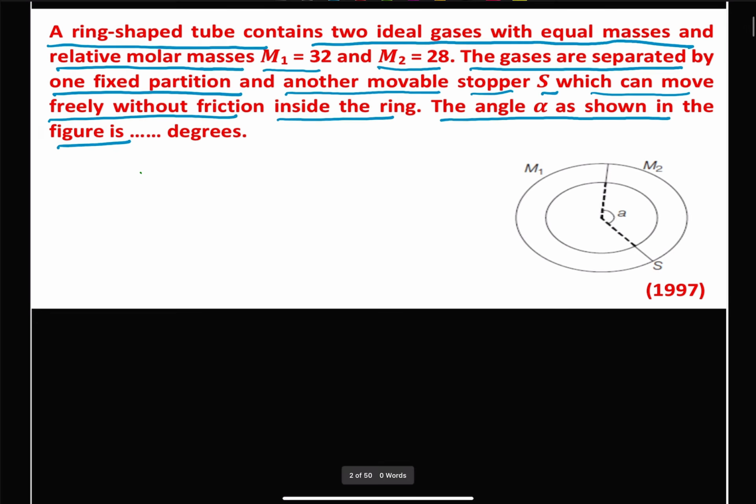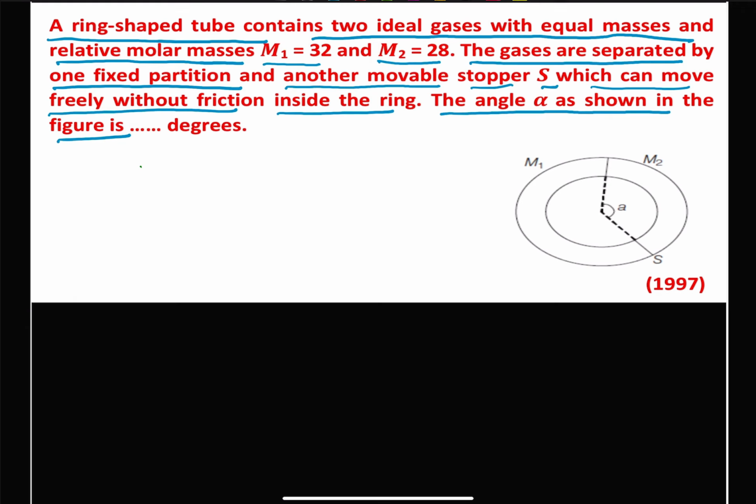So a basic diagram is given to us, and this is our M1 and M2, and let us suppose M1 is the representation of our gas 1 and M2 is the representation of our gas 2. Their respective molar masses are given, and we have a fixed partition and the other one is represented as S, which is a movable stopper. So at a particular instant the stopper is at this position such that the angle between the two is given as alpha, which we are supposed to find out.